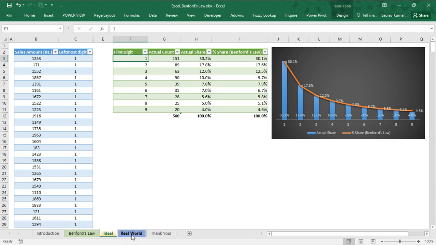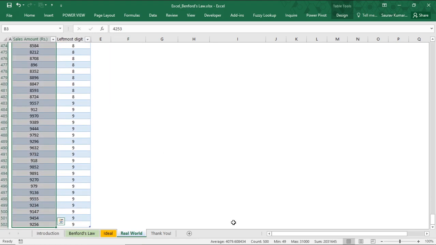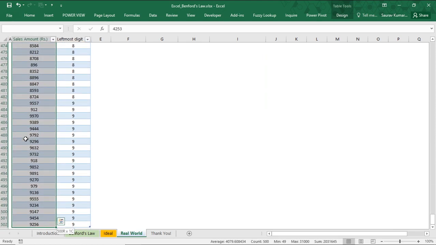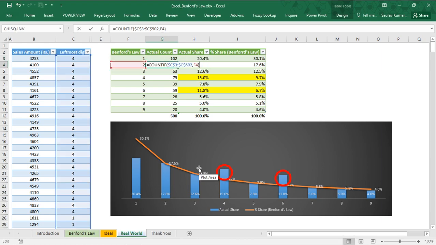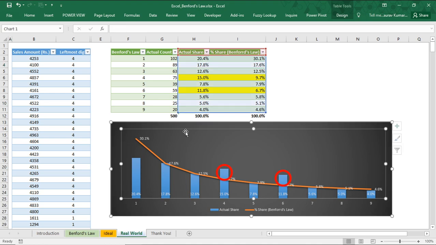Now let me take the example in the real world wherein a fraud has occurred. Let's imagine now the same 500 numbers of sale transactions I have taken, but this time I have taken it considering there has been a fraud. And how do I conclude that? This is a set of data containing 500 sales transactions, and I have extracted the leftmost digit. Now again I have put across the same table, Benford's law numbers 1 to 9. I have put the actual count basis countif and calculated actual share. Benford's law shares are constant like 30.1, 17.6, etc. Now let us see the visual representation of it.